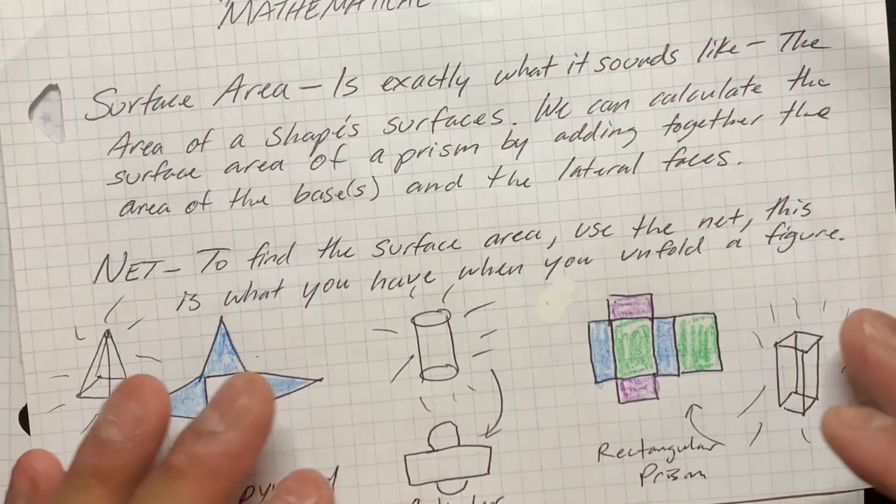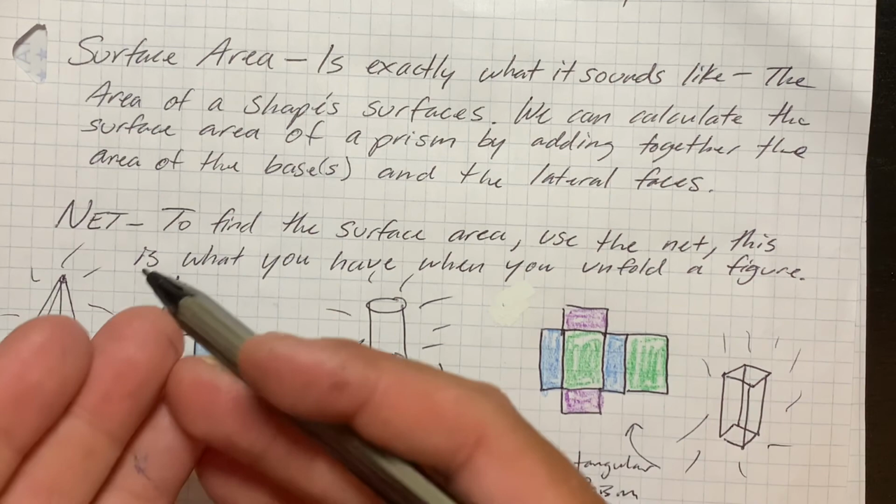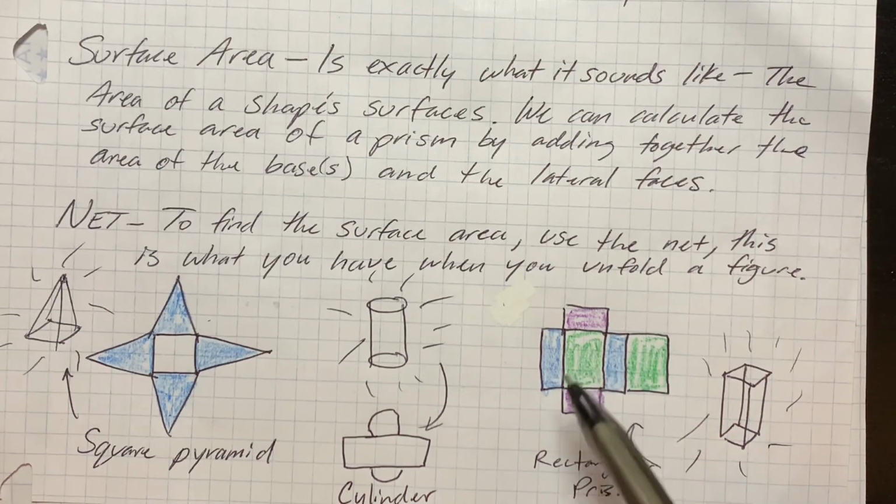That surface area, one more time. It's basically the area of a shape's surfaces, so all the faces. Calculate it, find an area for each face, add them all up, and again, a net is when we unfold a 3-dimensional figure and find an area for each one of these faces and then add them all up to find a surface area.